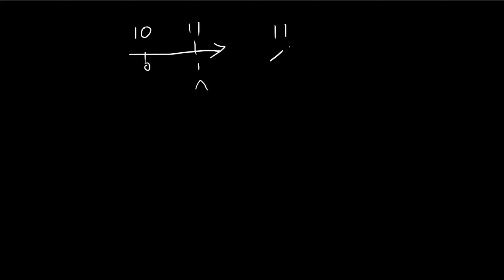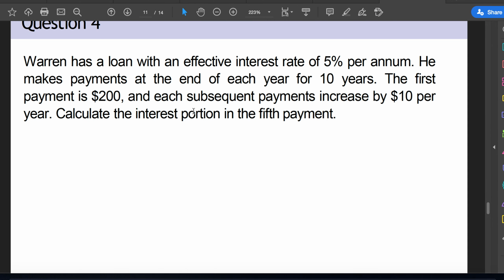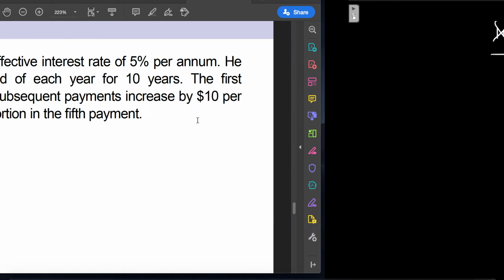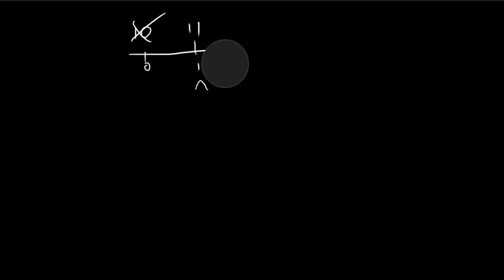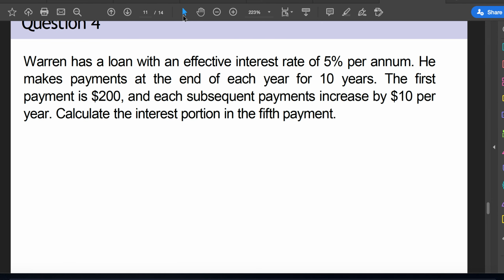So for the $11, I can split this up into $10 and $1. This is the principal portion. I'm using this to pay off the principal, and then this is the interest portion. This extra $1 comes from interest. So what we're trying to find in this question, the interest portion, is essentially the $1 that we have here. This is just an analogy to help you understand. So let's apply this concept to the problem itself.